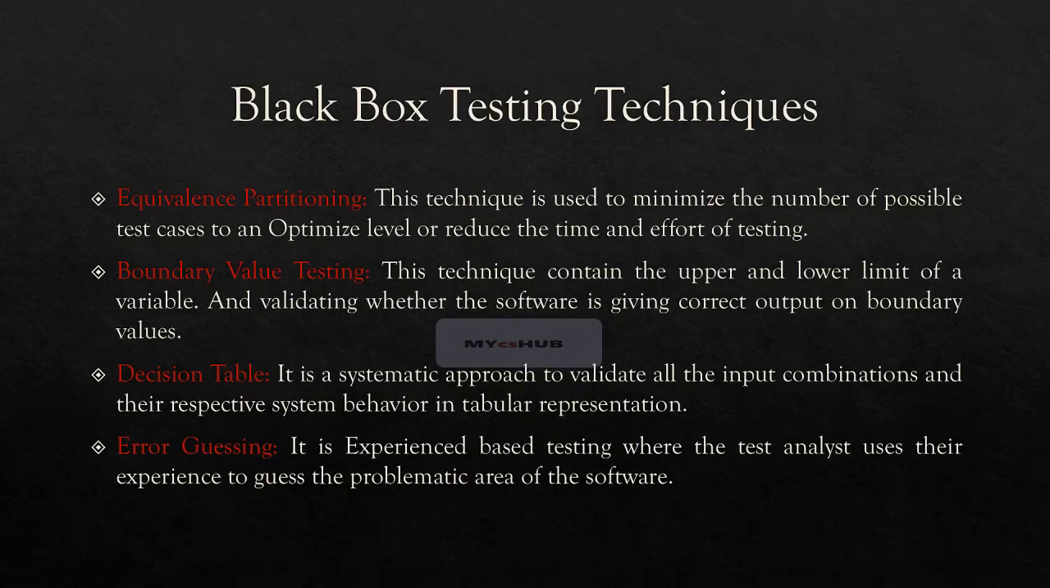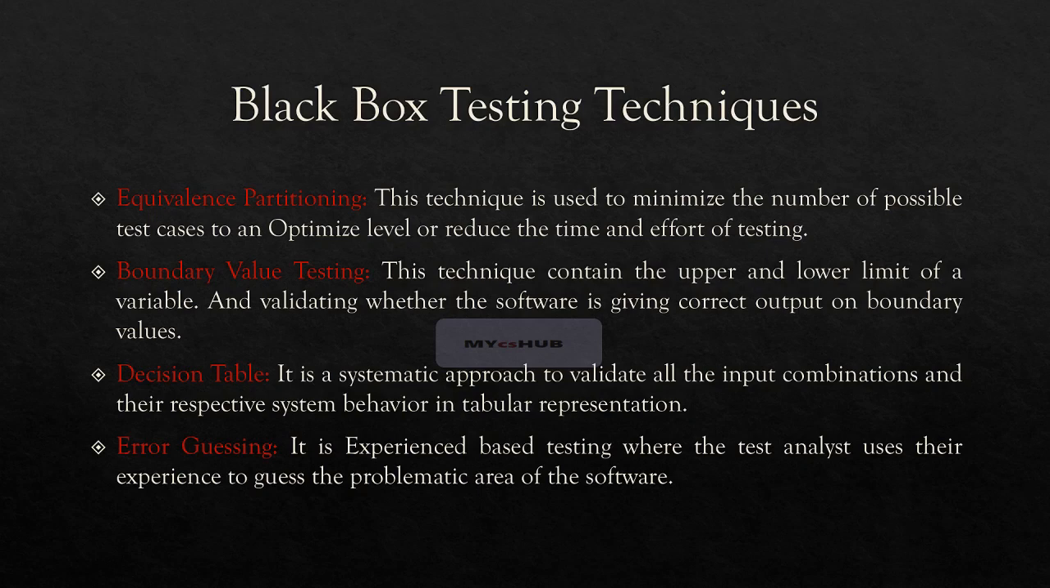Black box testing techniques. We have various black box testing techniques available, and I have covered a few of them here, which are equivalence partitioning, boundary value testing, decision table testing, and error guessing. Now coming to equivalence partitioning first. This technique is used to minimize the number of possible test cases to an optimized level, or to reduce the time and effort of the testing.